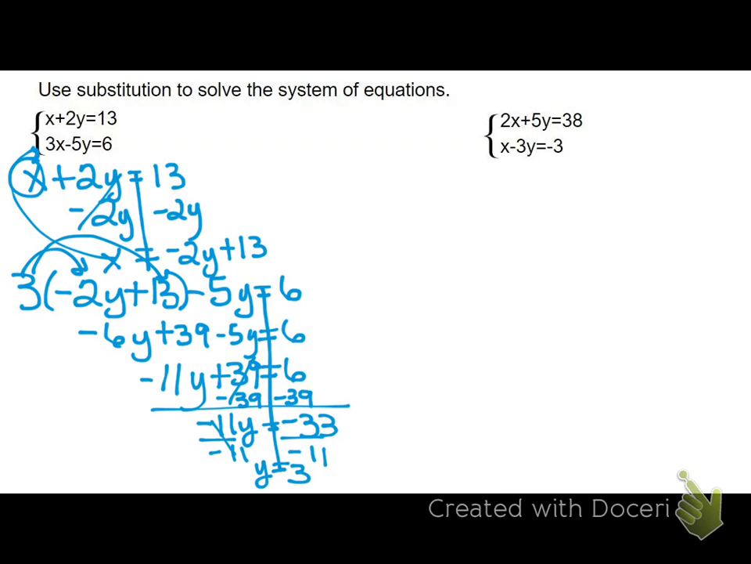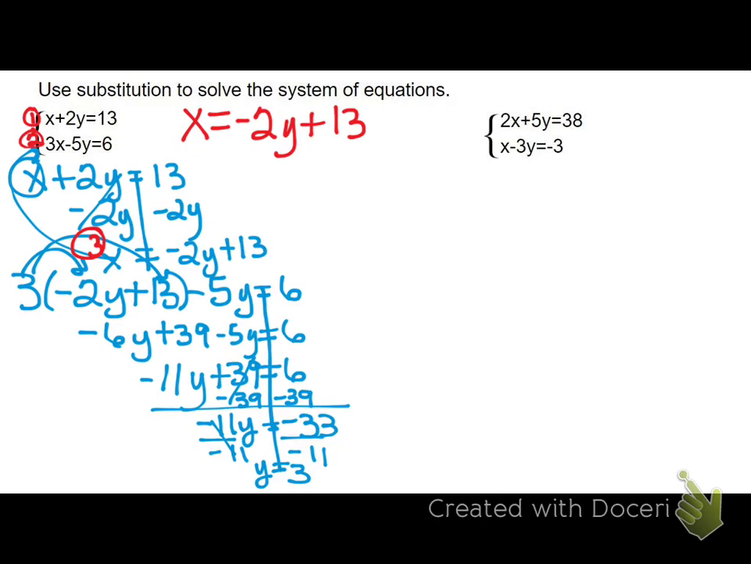Which equation do you want to use to find the value of x? Now remember, you can use the first one, you can use the second one, or you can use the one that we also created. So which one do you guys want to use to find the value of x? The third one, yeah, I agree. So we have x equals negative 2y plus 13, okay?